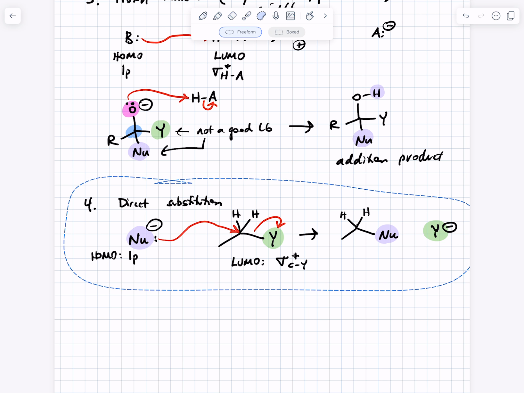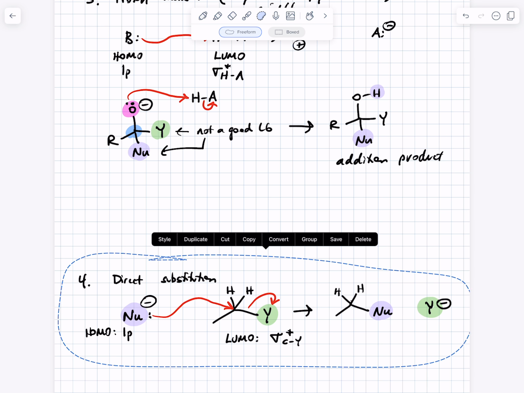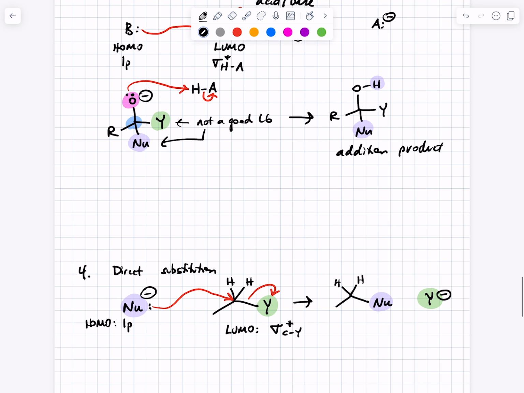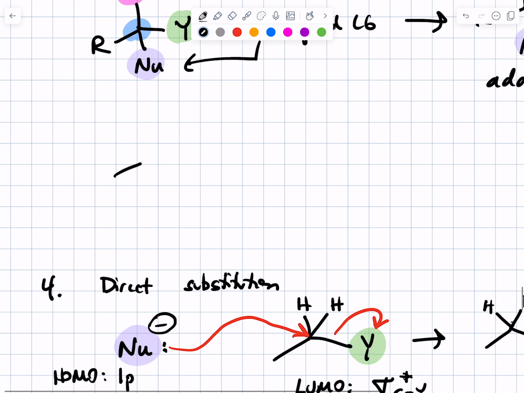Oh, I wanted to do one more proton transfer. This was a generic one. I said sometimes biology needs a nucleophile and it will remove a proton in order to get a nucleophile. Let me show you an example of that. Here's something you maybe didn't know. Here is the carbonyl carbon. Here's the carbonyl oxygen, and this is the alpha carbon, the carbon that is adjacent to the carbonyl carbon.